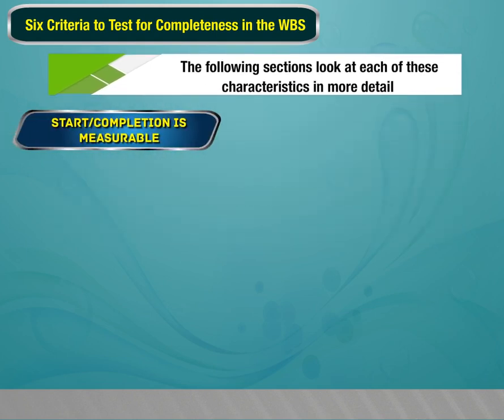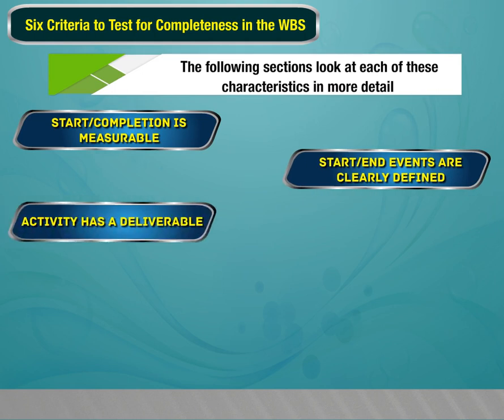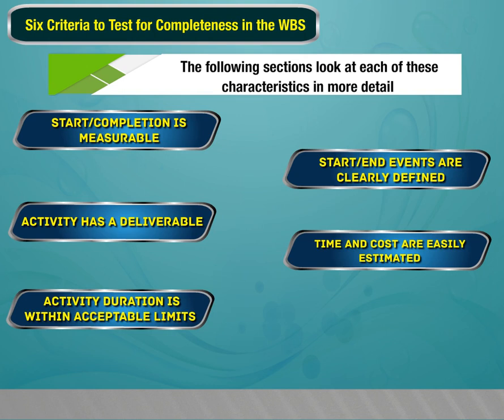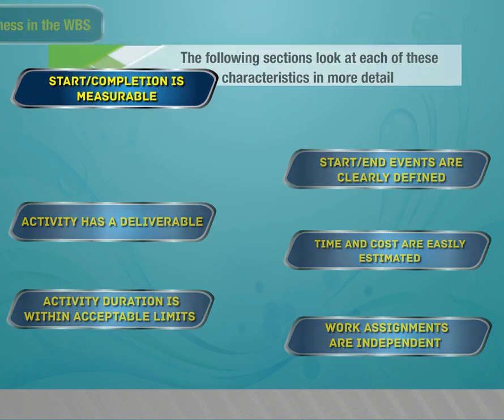Start or completion is measurable. Start-end events are clearly defined. Activity has a deliverable. Time and cost are easily estimated. Activity duration is within acceptable limits. Work assignments are independent.